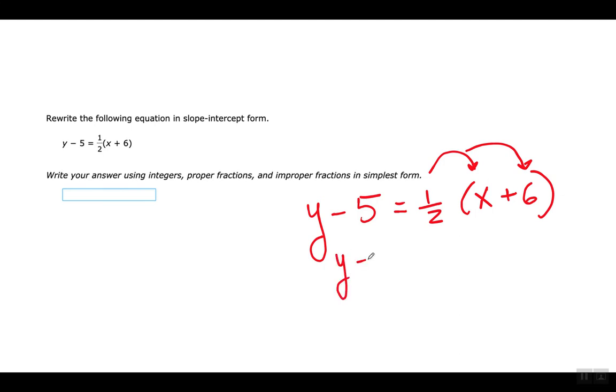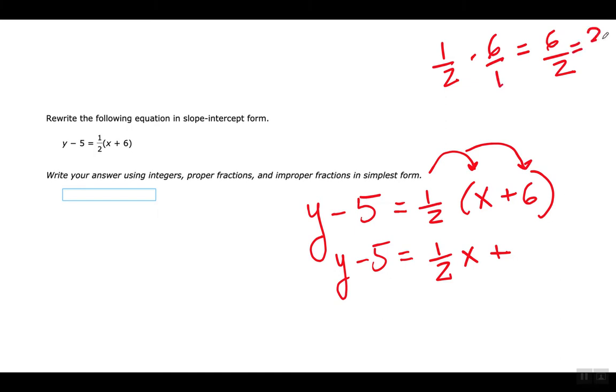So I'm going to have y minus 5 equals 1/2 x plus, all right, look, this you should be able to do mental math because it's easy. 1/2 times 6 is going to equal 6 over 2 because there's an invisible 1 here. And what's 6 divided by 2? 3. In other words, what's 1/2 of 6? Hey, 1/2 of 6 is 3.